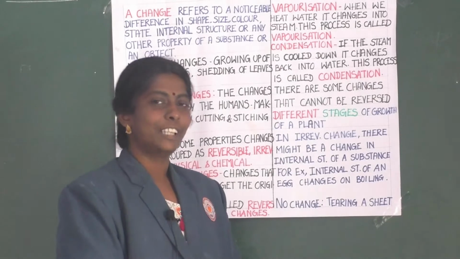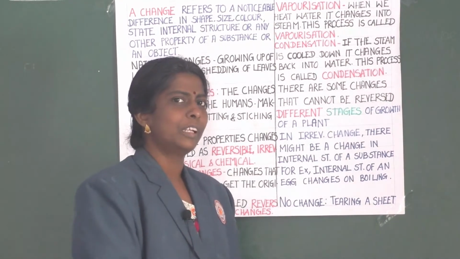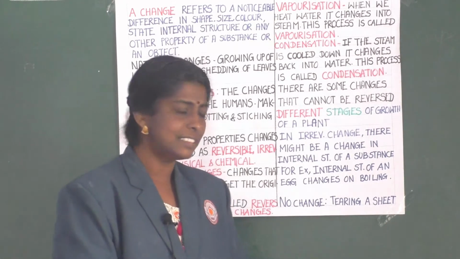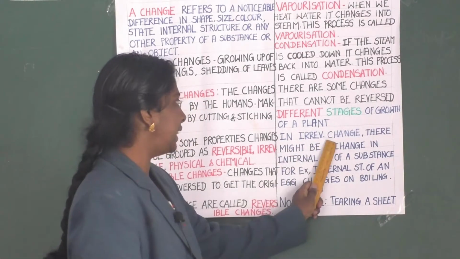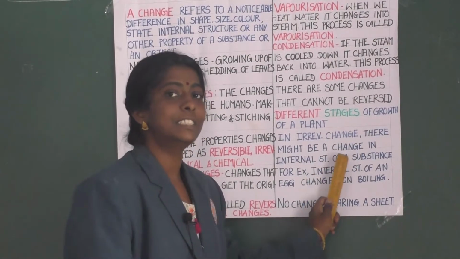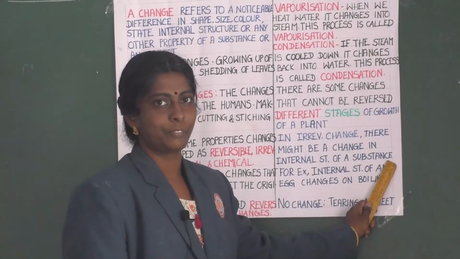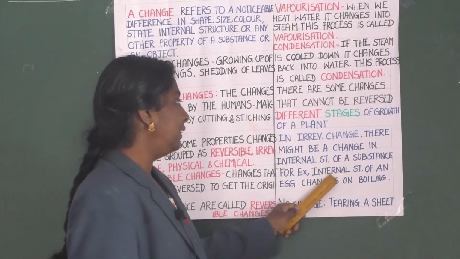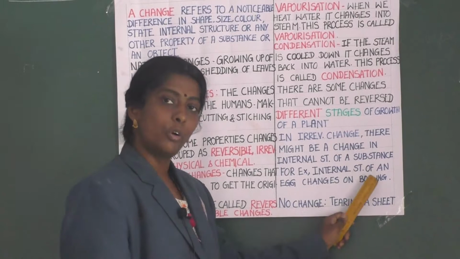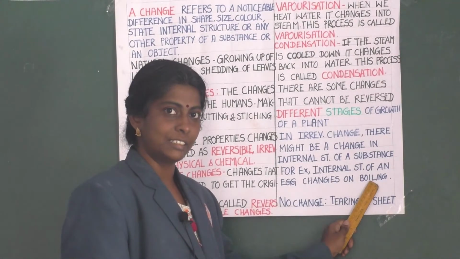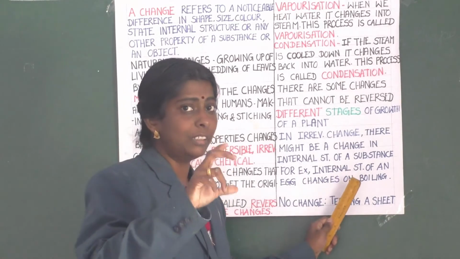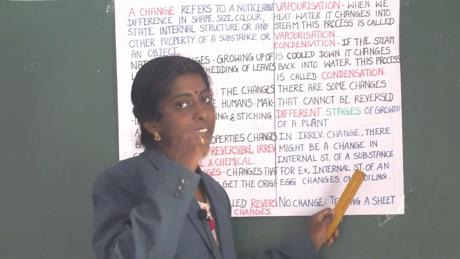Yes children, now we are going to learn about another type of irreversible change. In irreversible change, there might be a change in the internal structure of a substance. For example, the internal structure of an egg changes on boiling, isn't it? The internal structure alone will be changed. Once it is boiled, it will be changed.